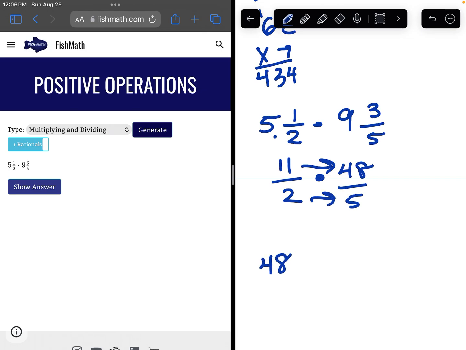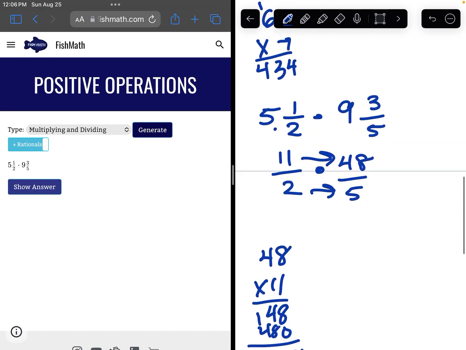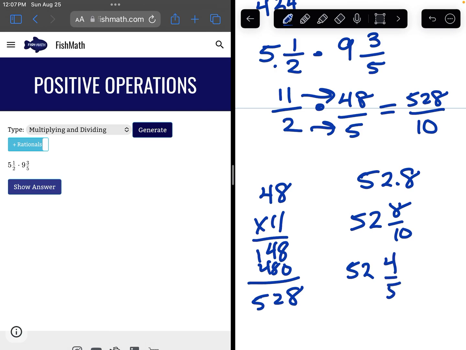So 11 times 48. So that would be, of course, 48, and 48 with a 0. So this would be 528. And then this one down here, 2 times 5 is 10. So it's 528 divided by 10, which you could call 52.8. Or you could call that 52 and 8/10, or you can call it 52 and 4/5. So many different ways of doing it. Or not different ways of doing it, but there's not really a better way there. But you could, I guess, now that I say that, you could do decimals.